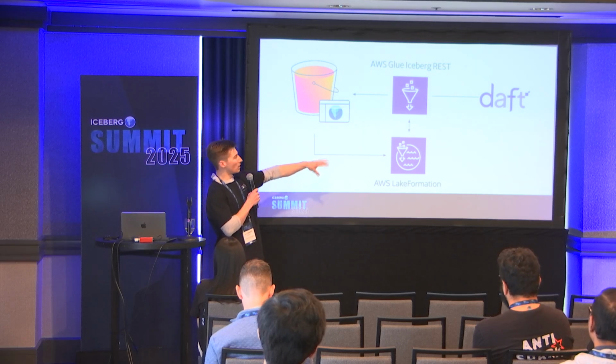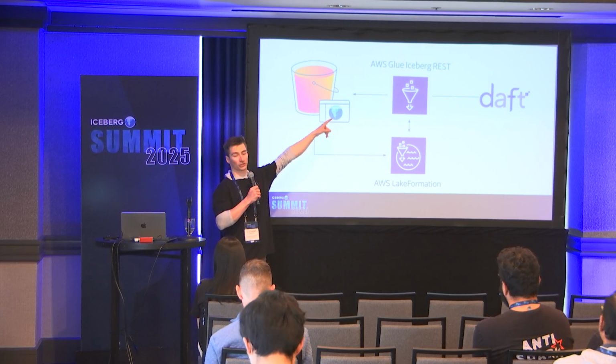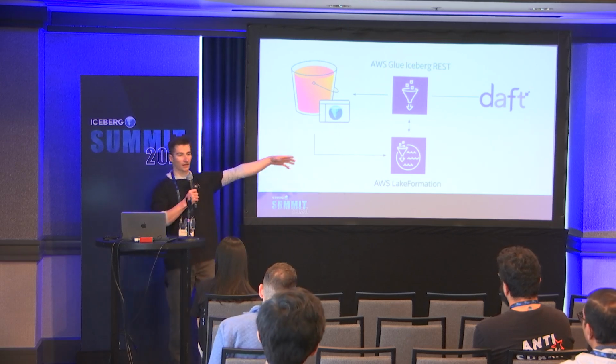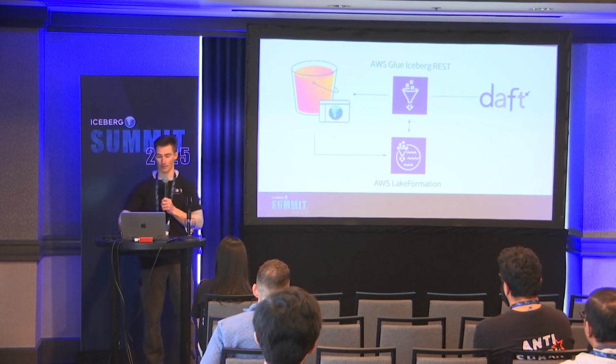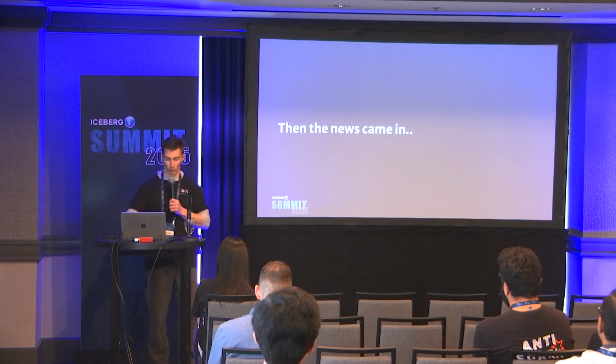So if we enable that, this is kind of what our new stack looks like. So yes, we can talk to Glue Iceberg REST, but we now have 2 additional services. And like I said, introducing complexity that isn't necessary. It's still just Iceberg in a bucket. So this is what we were doing, and this is what we were recommending.